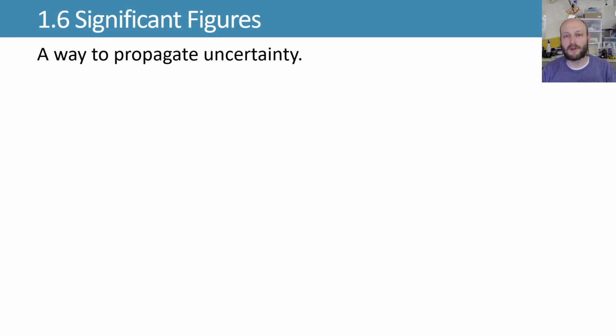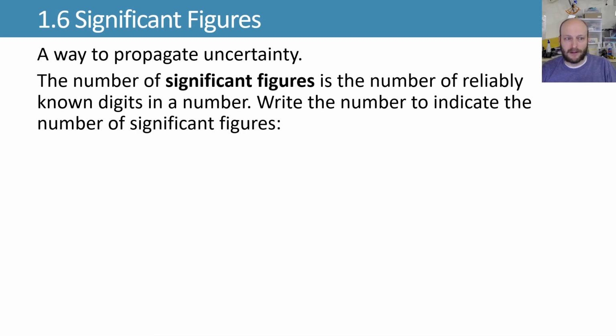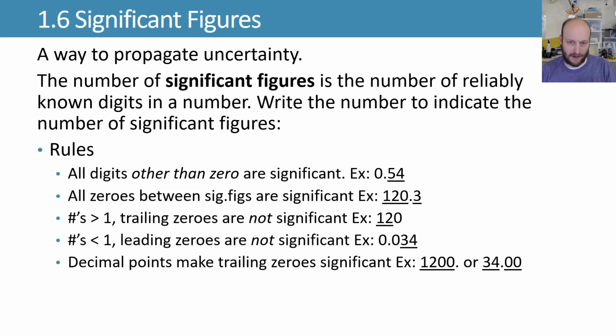When you do calculations with measured quantities, it's nice to be able to know, well, what's the uncertainty on my new figure? One way of taking care of that is to use significant figures. And that gives you basically the number of reliably known digits in a number, and you can use some rules for figuring out what significant figures you start with and then how to propagate them.